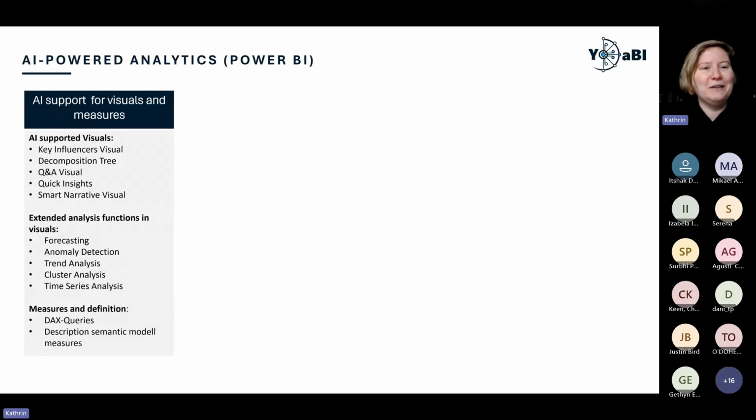Okay, so we have the AI support for visuals and measures. We have 3 categories in count. The first one is the AI-supported visuals like the key influencer visual and the decomposition tree. We also have the Q&A visual, quick insights, and smart narrative visual. As well, we have the extended analysis functions in visuals like the forecast, anomaly detection, trend analysis, cluster analysis, and time series analysis. Maybe some of you have heard of it.